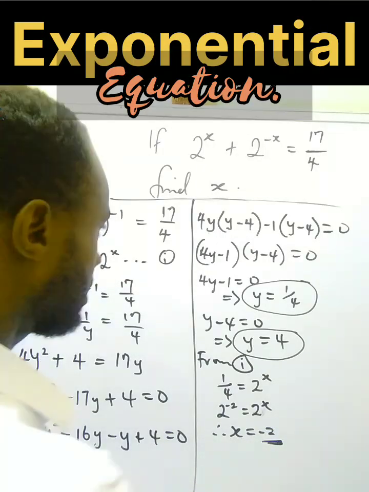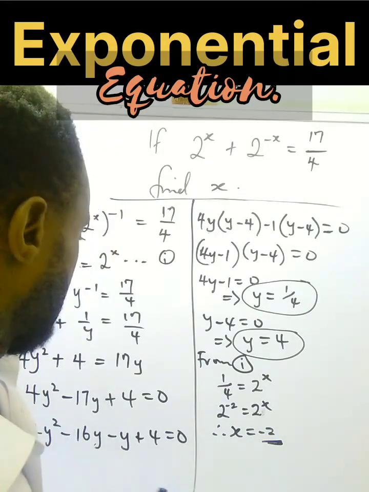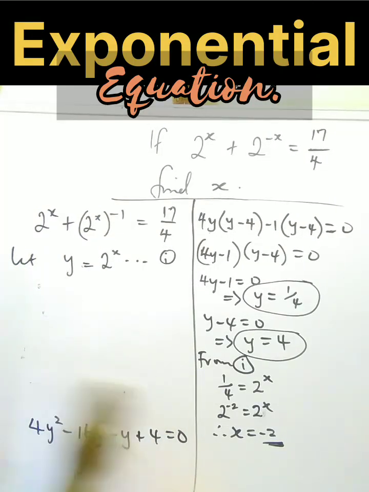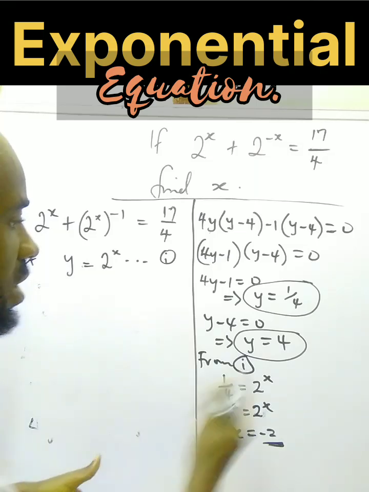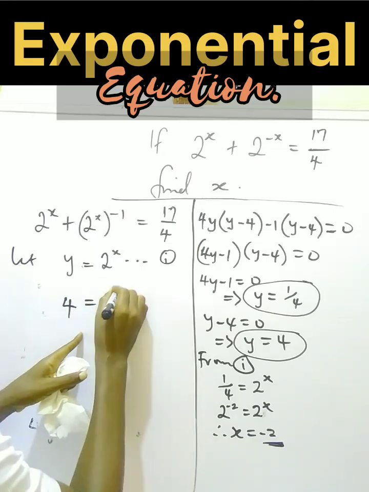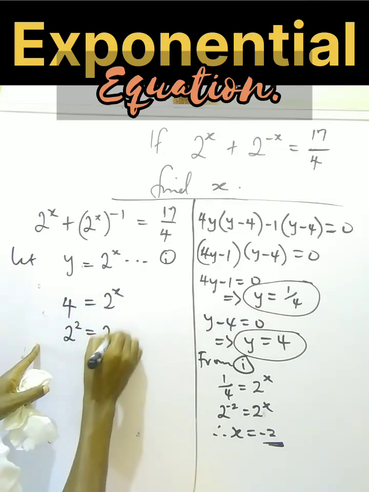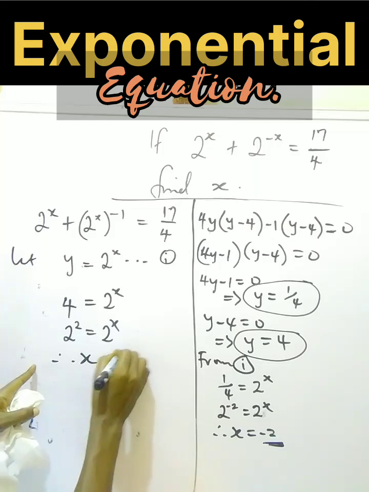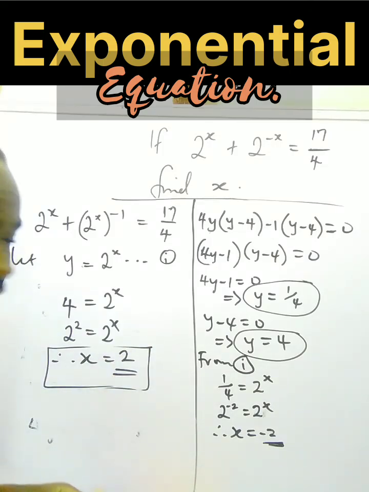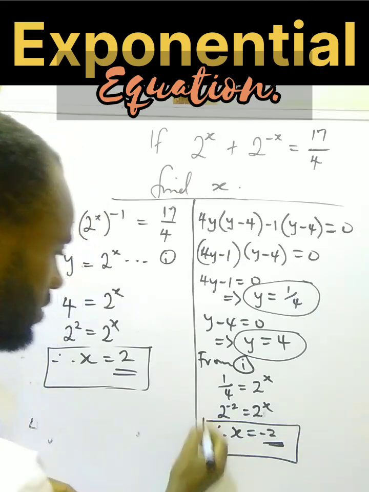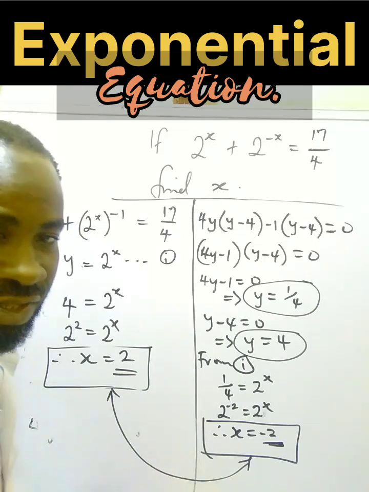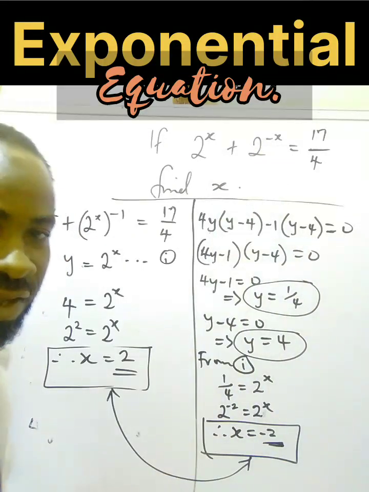And then also, if my y is equal to 4, I'm going to have 4 is equal to 2 to the power of x, and then 2 to the power of 2 is equal to 2 to the power of x. So therefore, x equals 2. So the values for x are x equals 2, or x is equal to minus 2. These are the two values of x that satisfy this exponential equation.